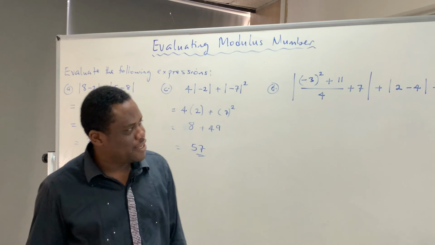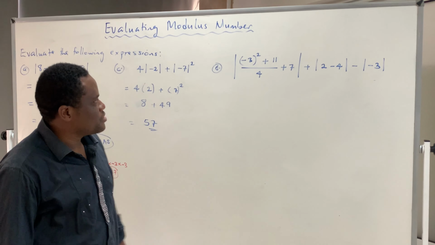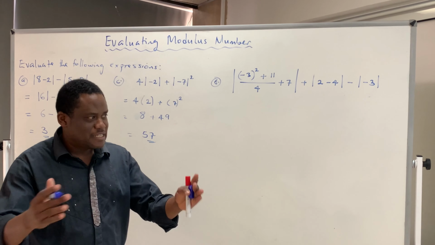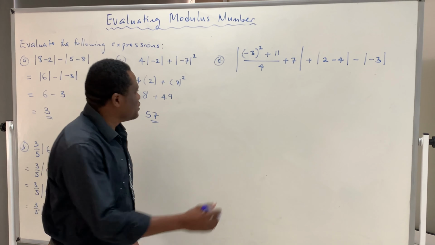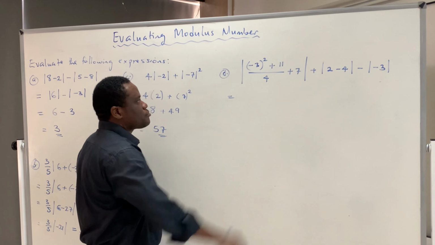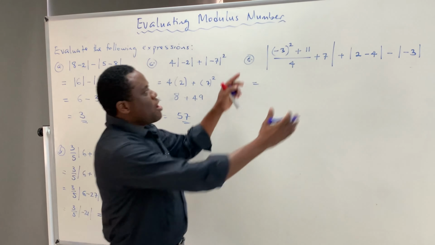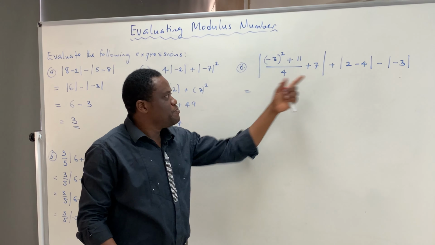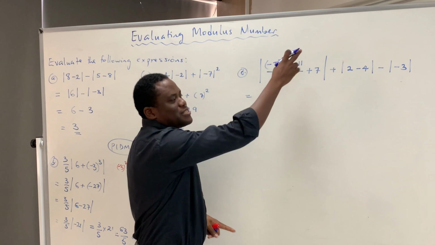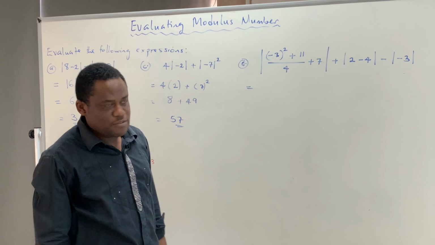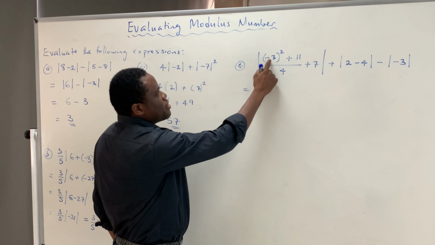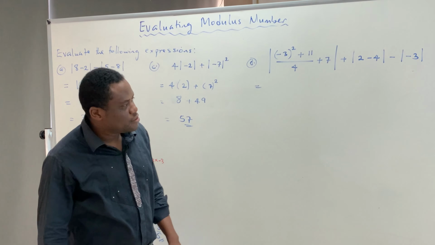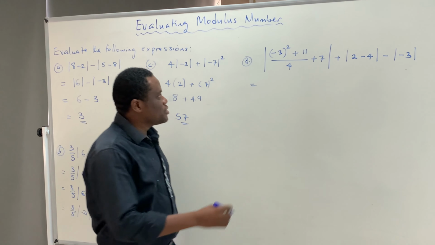A lot of steps here. But there's no problem. Solve it step by step. Now, let's begin. First, we have a very big modulus here. Before you can do it with this big modulus, you have to finish solving what is inside first. So let's do it step by step. Minus 3 squared. Minus 3 squared is what? Minus 3 times minus 3, which is plus 9.